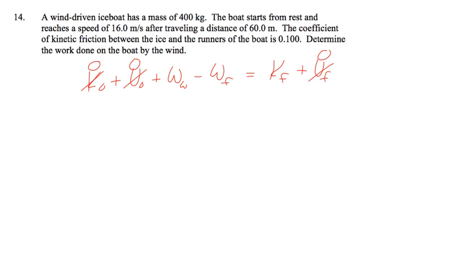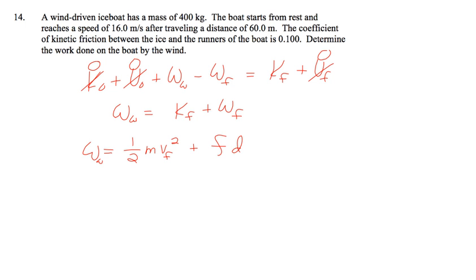Now, the work due to the wind, that's our unknown. So really, the work due to the wind is going to be KF plus WF. I just need to figure out what those two numbers are, and then I'll know the work due to the wind. I know the formula for kinetic energy is 1/2 mv squared. So it's going to be 1/2 m vf squared plus the formula for work, which is force times distance. Well, the force is friction, so it's friction times distance.